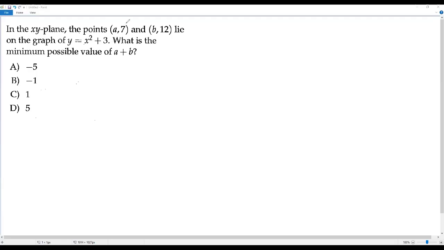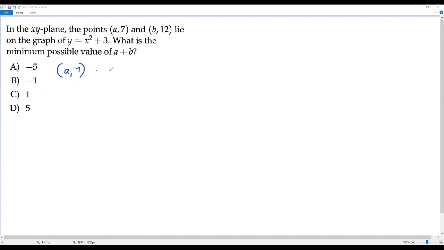Okay, since both the points (a, 7) and (b, 12) lie on the graph of this function y equals x squared plus 3, we can plug in each point into this function. Now let me plug in the first point (a, 7) into the function. Let me write over here (a, 7). Since we have this point on the graph, we can plug in the exponent a for x and 7 for the y coordinate.